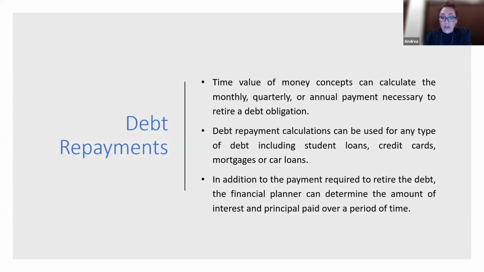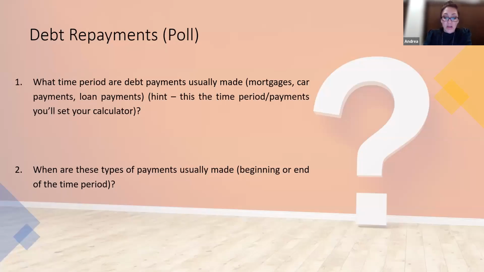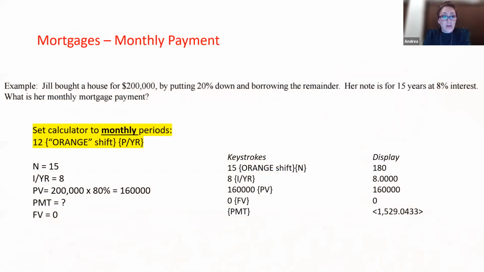All right, so let's just go back and look at a debt repayment. So remember, I talked about this. What time period are debt payments usually made for mortgages, car payments, loan payments? Monthly. And right, monthly and end mode. All right. So let's look at how you would solve for a mortgage monthly payment. Remember that mortgages are monthly, so you're going to set your calculator to 12 periods.